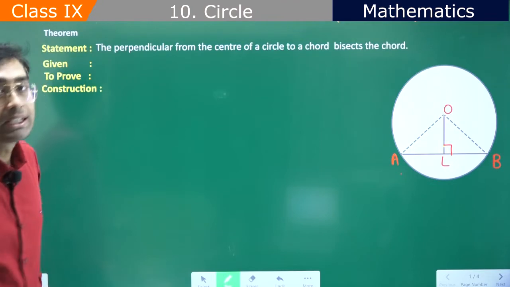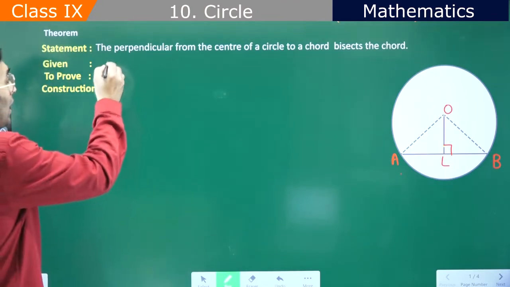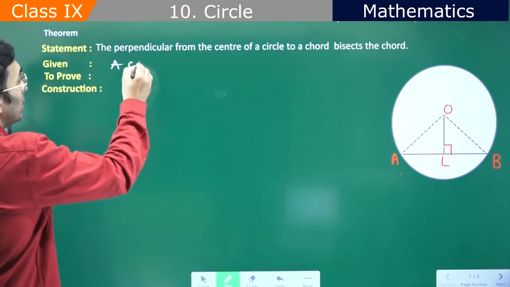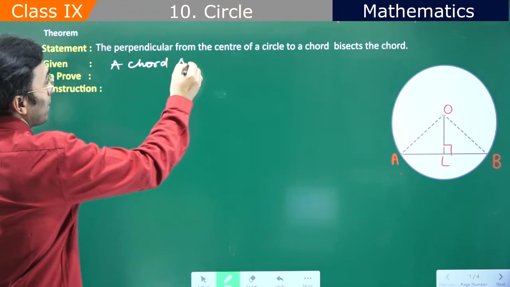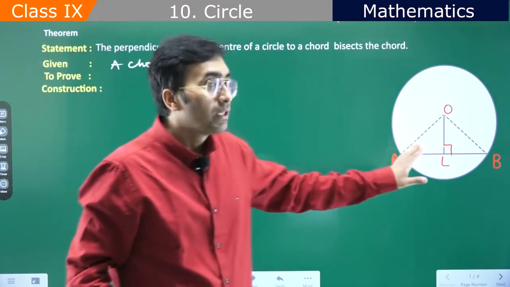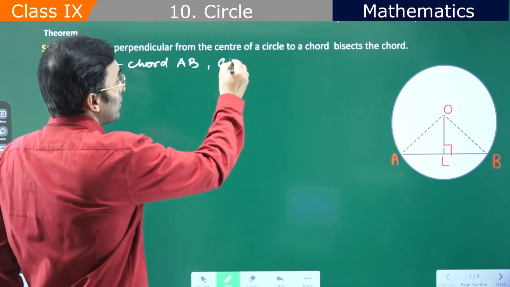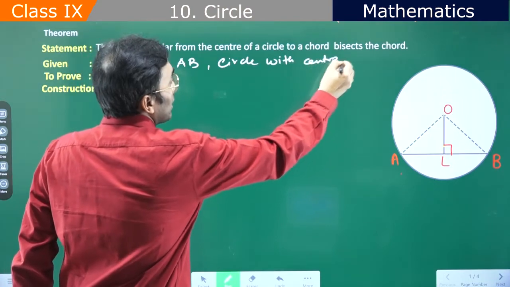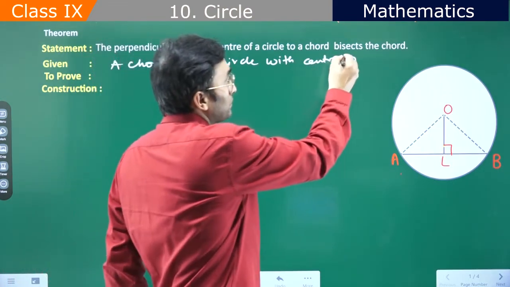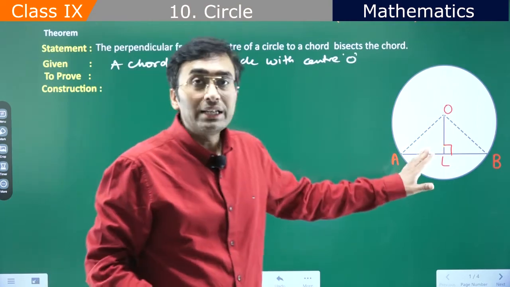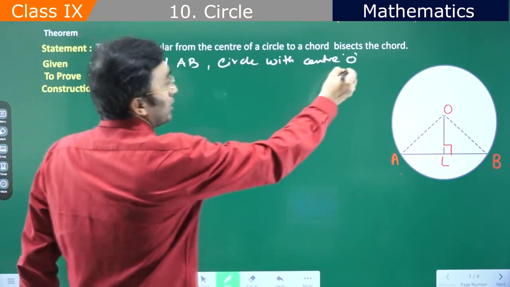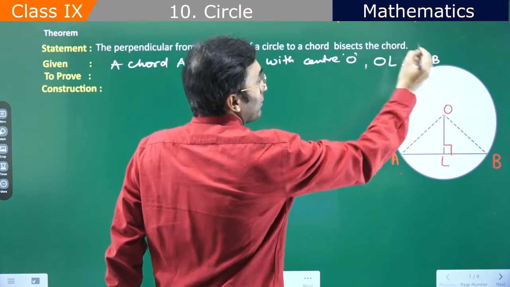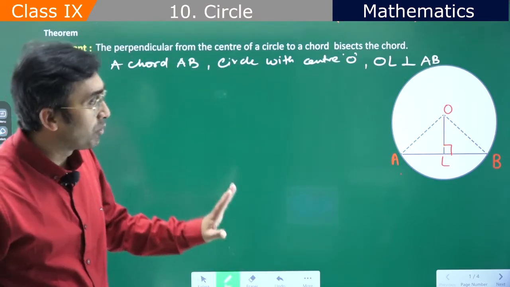Now, what is the given condition? The given condition is that a chord AB is given, a circle with center O, and it is also given that OL is perpendicular to AB. We can write here, OL is perpendicular to AB. This is given.